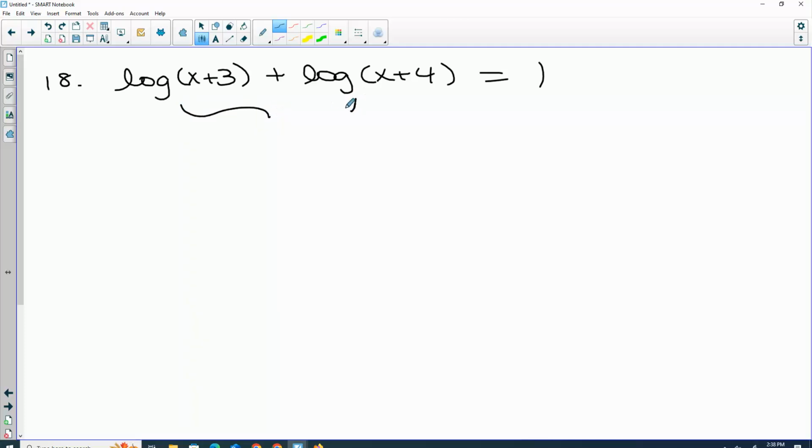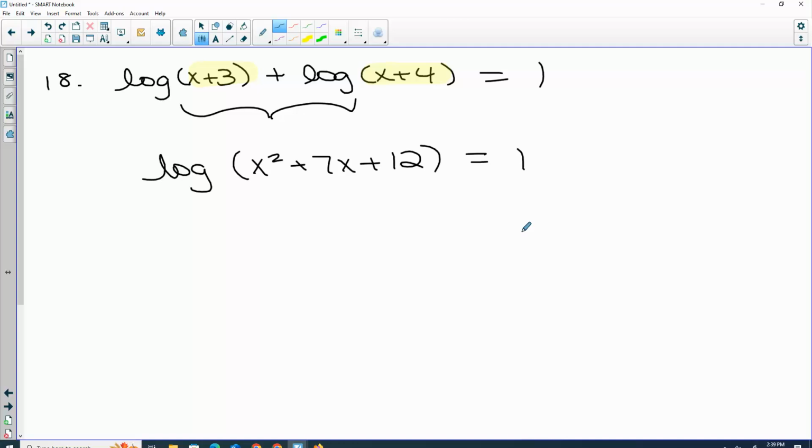If 2 logs are added, how do you put them together? Multiplication. We are multiplying these arguments. So x plus 4 times x plus 3. So if we FOIL, that's x squared plus 7x plus 12. Okay, if it's a log on both sides, we just drop it.